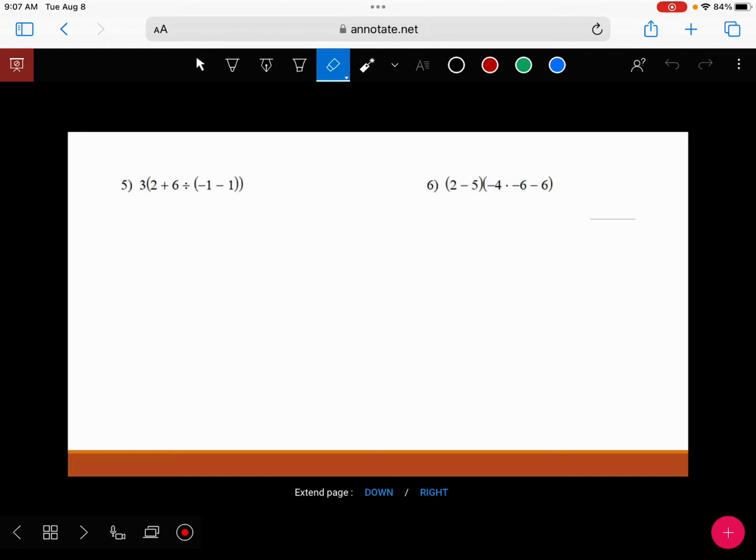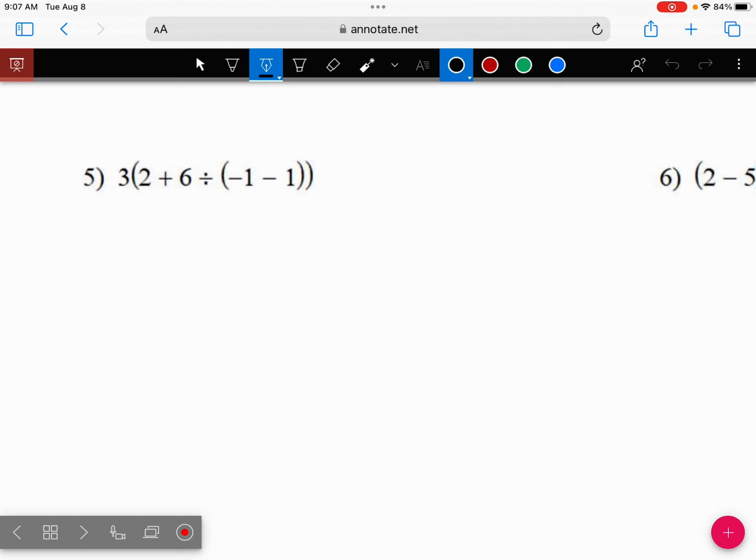All right, so the first thing we're going to do is look for parentheses. We actually have two sets of parentheses, so we're going to start with this one. All right, what is -1 minus 1? -2. So we have 3. I'm going to show all the steps.